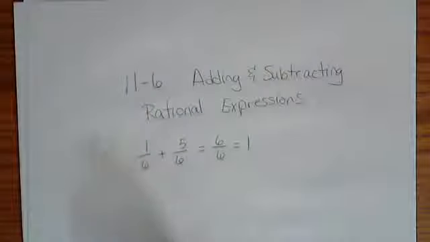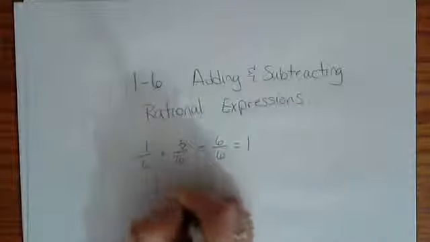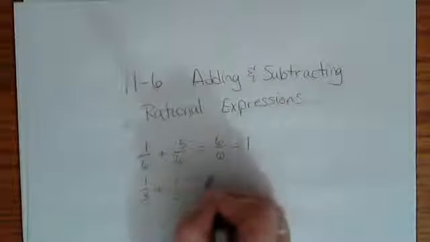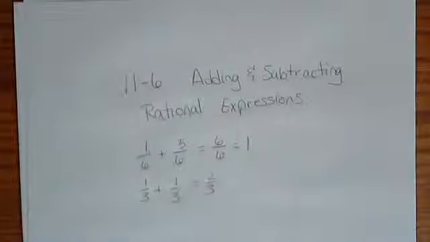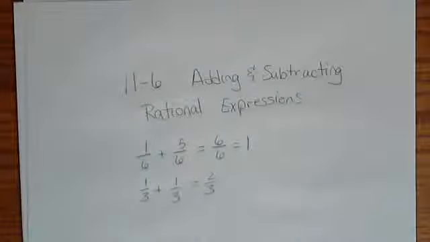Let's try another example. Let's say 1/3 plus 1/3. Again, if we have a common denominator, all we have to do is add the numerators together and we get our fraction. If we can simplify, we should. In this case, we can't. That's as simple as that one gets.